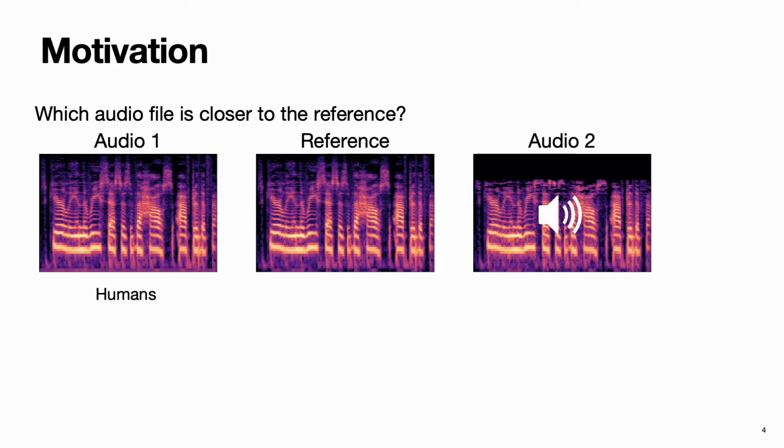So you probably all thought audio 1, and indeed humans we tested also agreed. However, conventional metrics like L1, L2, PESQ, and ViSQOL actually chose audio 2. We see that these metrics don't correlate well with human perceptual judgment. So our goal in this project is to build a perceptual metric that reliably agrees more often with humans.